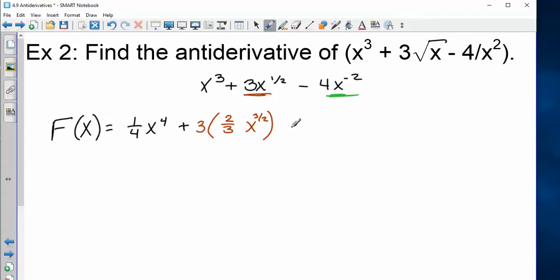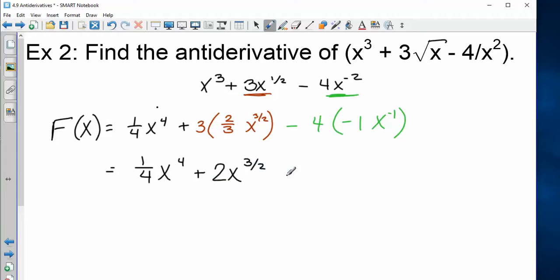But let's go to this one. So if I just keep my 4 for a minute. X to the negative 2. So if you add 1 to your power, you get -1, and if we put the reciprocal in front, reciprocal of -1 is -1. So we get 1/4 x to the 4th. 3 times 2/3 would be a 2x to the 3/2. -4 times -1 is positive 4x to the -1. And what else do we need? Plus c.